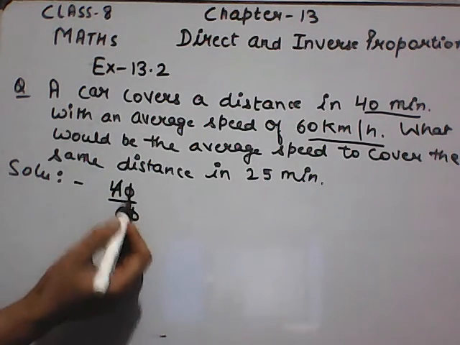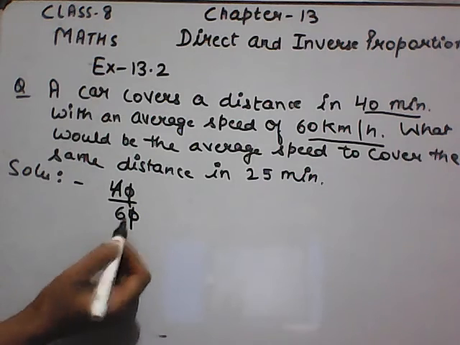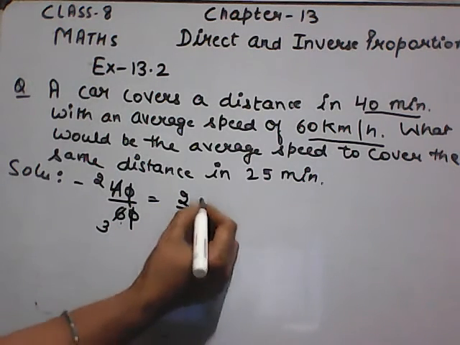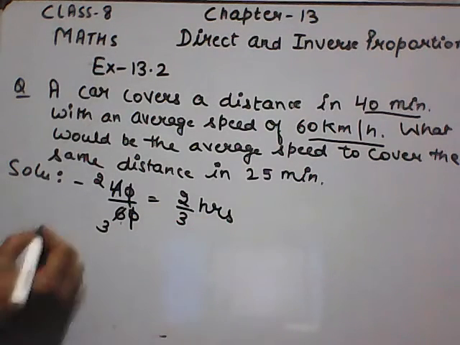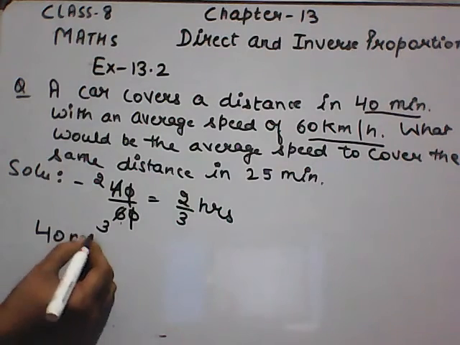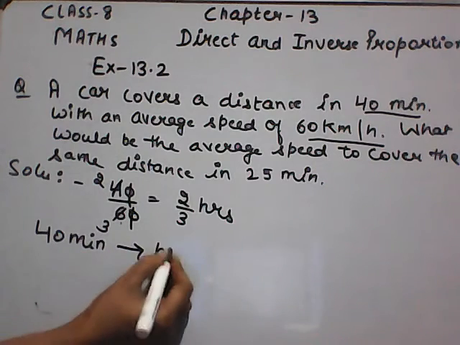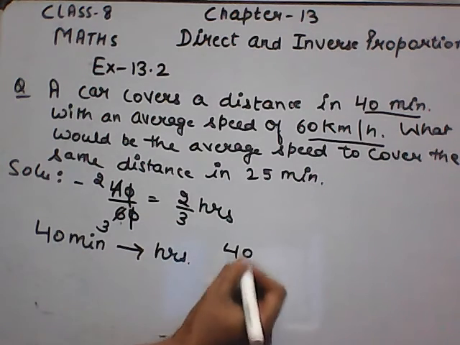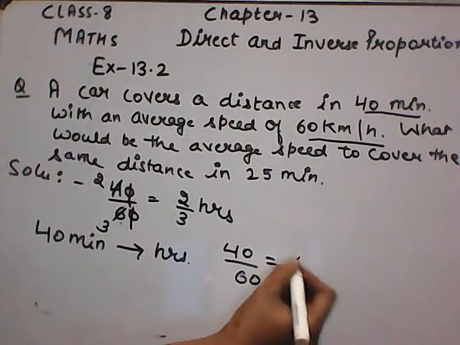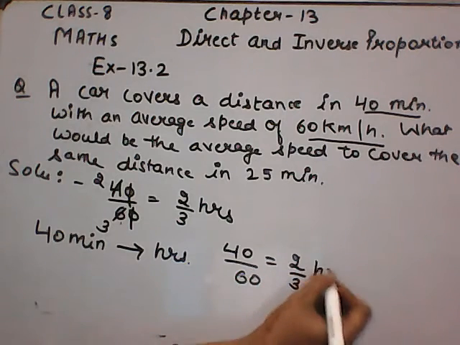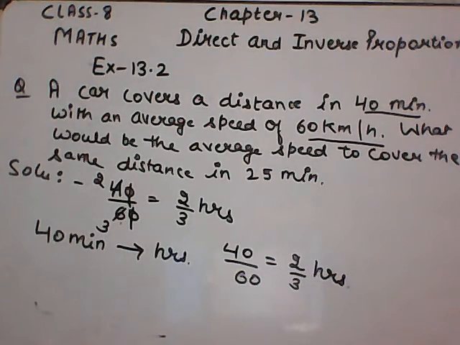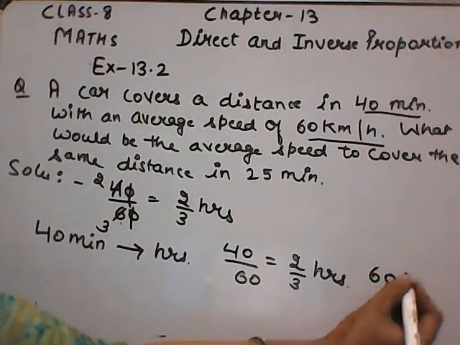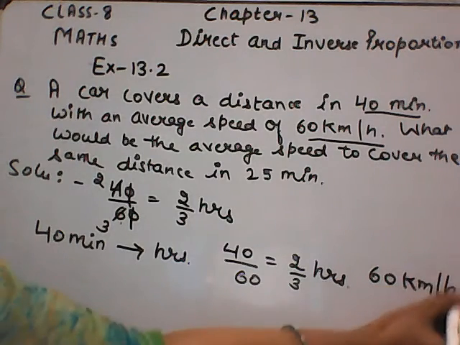If we divide the minutes by 60, it converts into hours. 2 2s are 4, 2 3s are 6. It is 2 by 3 hours. Here 40 minutes, you have to convert 40 minutes to hours. How can we convert 40 minutes to hours? 40 divided by 60 equals 2 by 3 hours. A car covers a distance in 2 by 3 hours with an average speed of 60 km per hour. It is given to you.